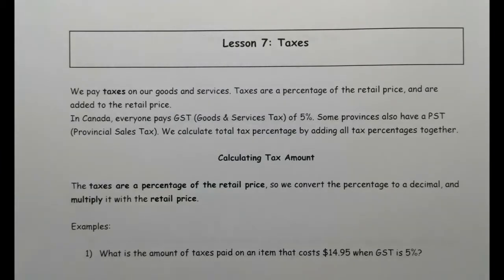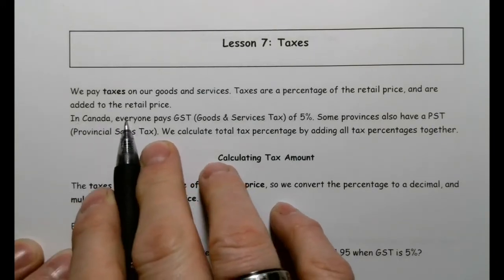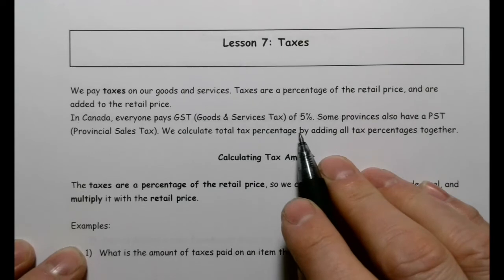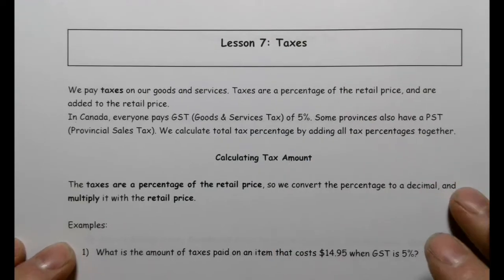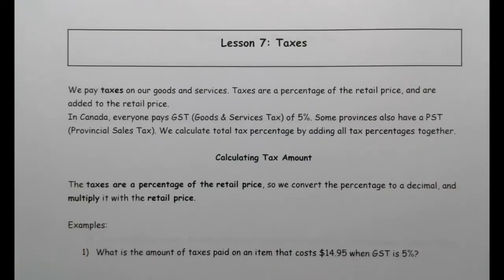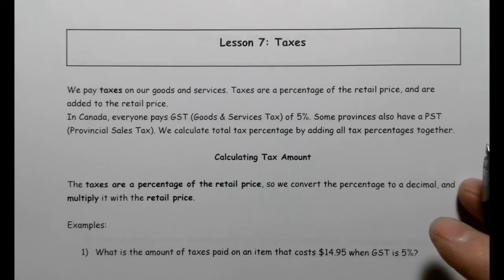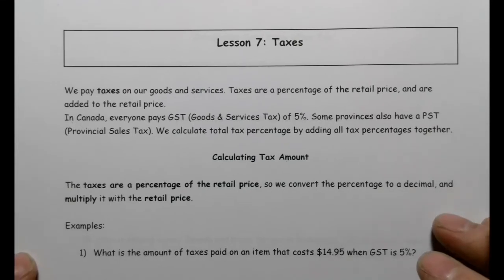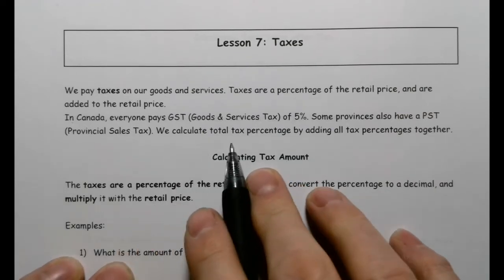But some provinces have a PST, a provincial sales tax, that they add in addition to that. And in other places in the province, there are rules that are used when it comes to the provincial sales tax. But anyway, we're going to calculate the total tax percentage by adding the tax percentages together. That's typically how that's going to work for most places. So the taxes are a percentage of the retail price. We convert the percentage to a decimal, typically, and then we just multiply it by the retail price to get the amount that we're looking for.